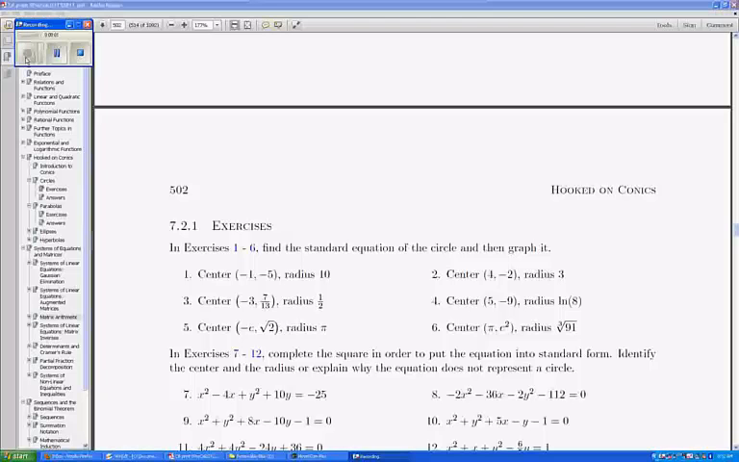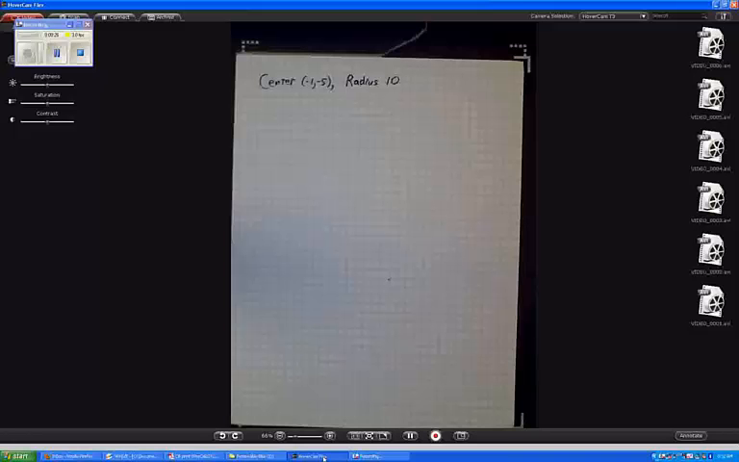So, number 1 says, let's see, we want to have a center of negative 1, negative 5, and a radius of 10. They want me to come up with an equation, and they want me to graph it. Okay. So, here, I'll graph it.